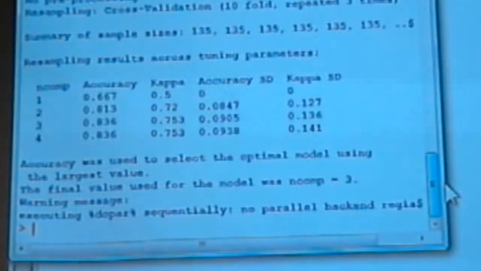And then here, these are the results. It talks about resampling, cross-validation, tenfold, repeated 3 times. And here it says no pre-processing. The reason is I already processed the data. So, I didn't do this.